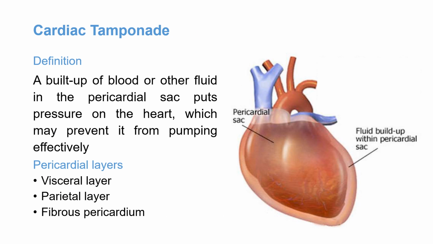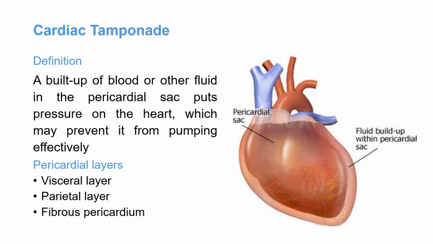So what is cardiac tamponade? You can see there is some fluid buildup within the pericardial sac. An excess amount of fluid will accumulate in the pericardial sac, and it will prevent the pumping effectivity. So the patient will get heart failure. Most of the patients who have heart failure are prone to develop cardiac tamponade.